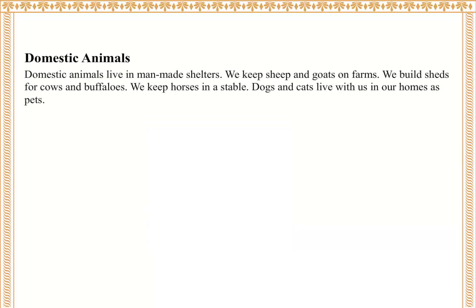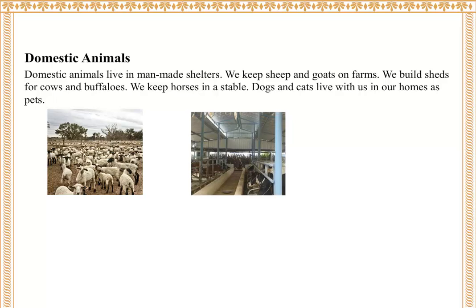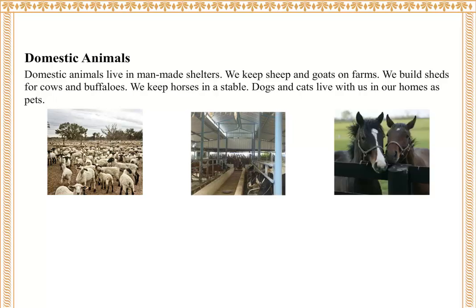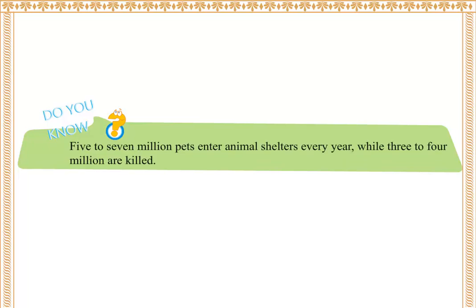Domestic animals. Domestic animals live in man-made shelters. We keep sheep and goats on farms. We build sheds for cows and buffaloes. We keep horses in a stable. Dogs and cats live with us in our homes as pets. Do you know? 5 to 7 million pets enter animal shelters every year, while 3 to 4 million are killed.